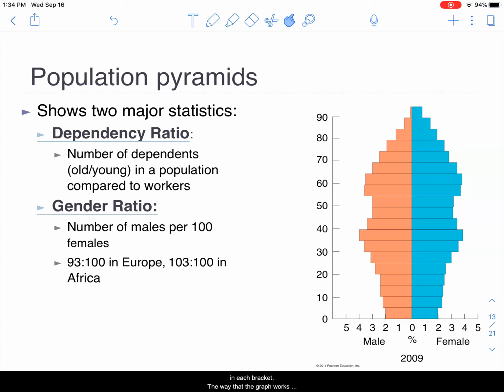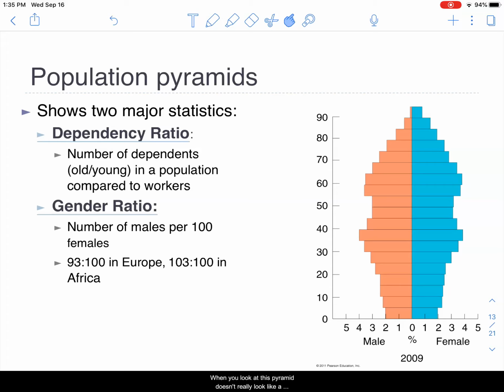The way the graph works on the right, on the vertical axis from 0 to 90, those are age groups. So each bar represents a 5-year age group. The bottom bar is representing the number of people in the country ages 0 to 5. And then along the horizontal axis, it's giving you the percentage of people in the country that fit that category. So the bars that are the widest are going to be the age groups where there are the most people.